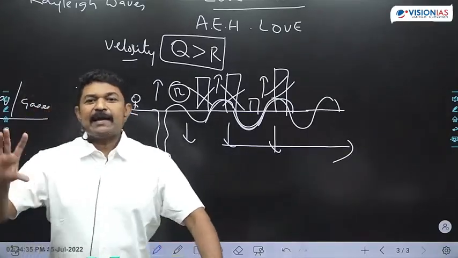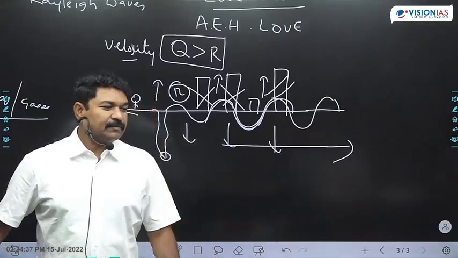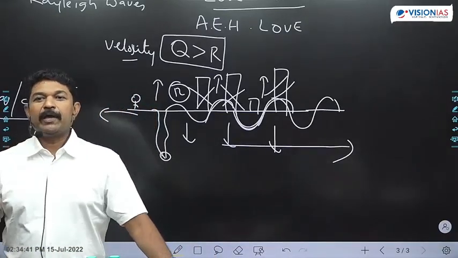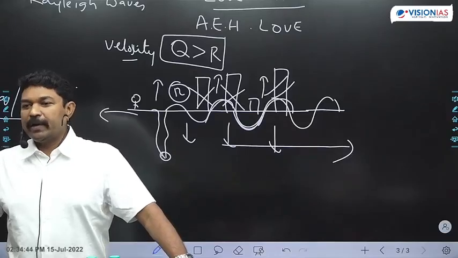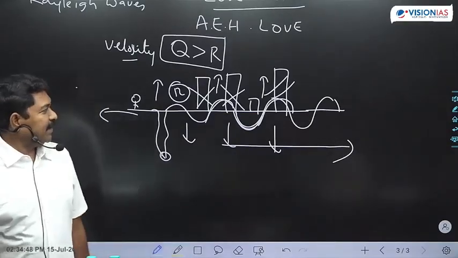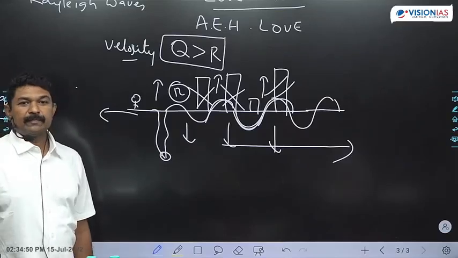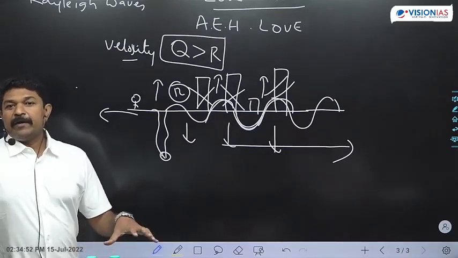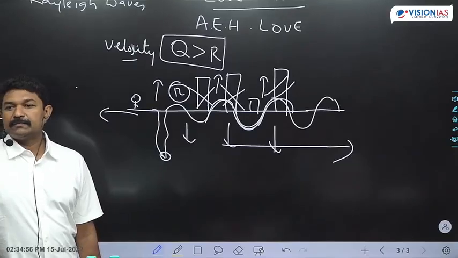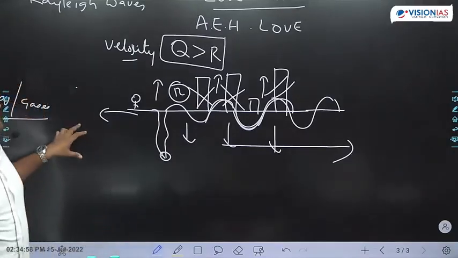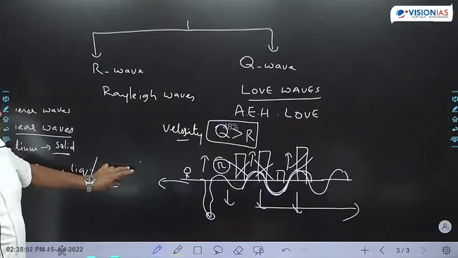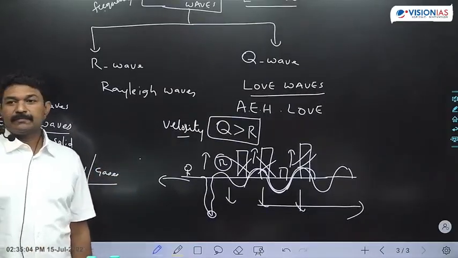Okay, now they are classified into two types: R wave and Q wave. Side heading, R wave. R waves are also called Rayleigh waves. Spelling on the board. R waves are called Rayleigh waves.